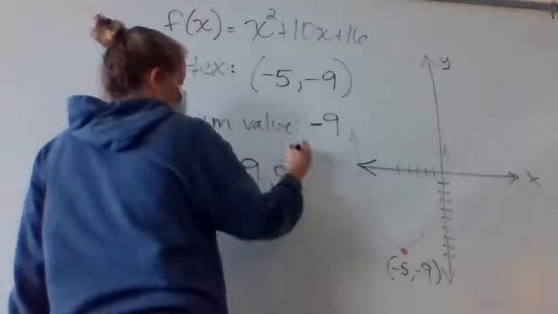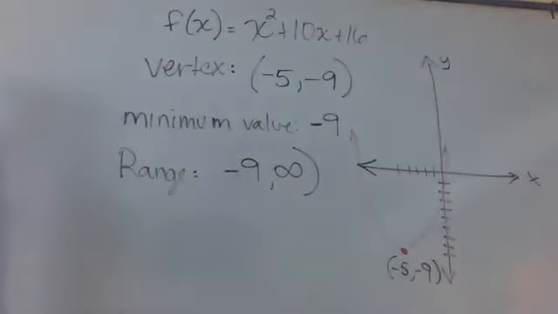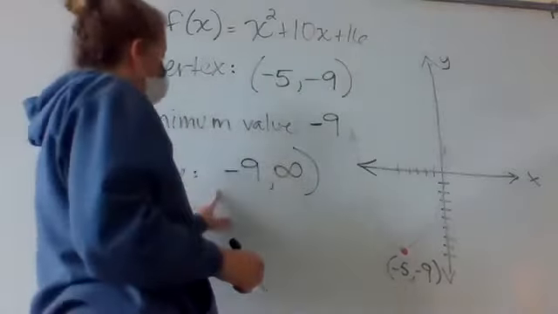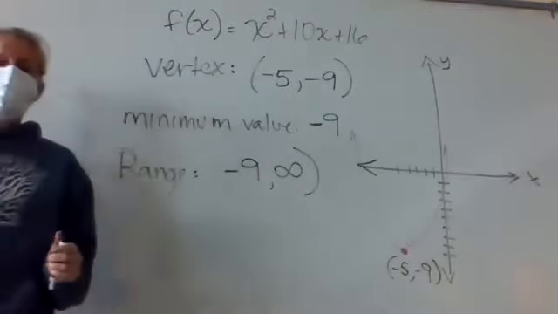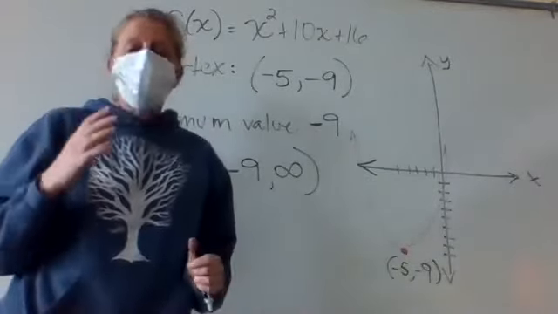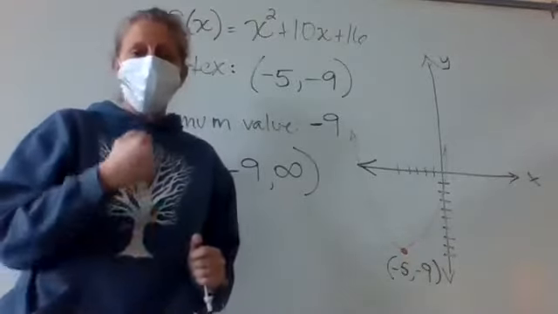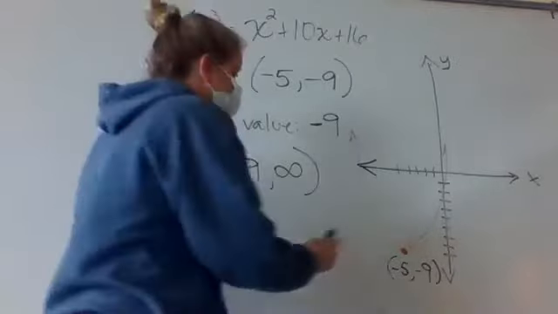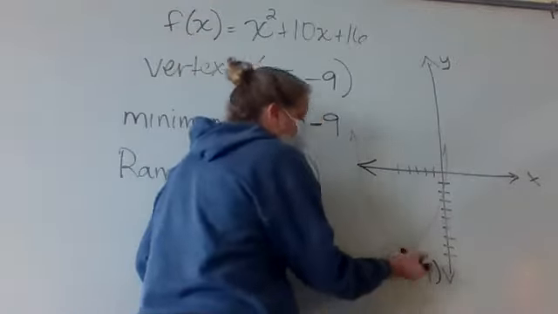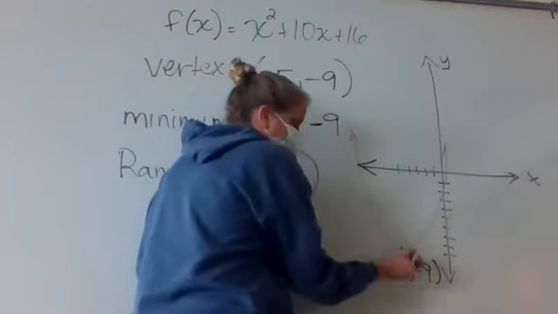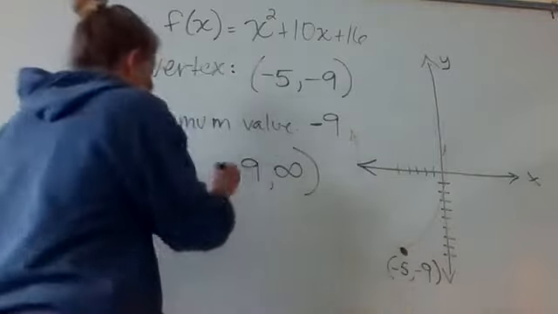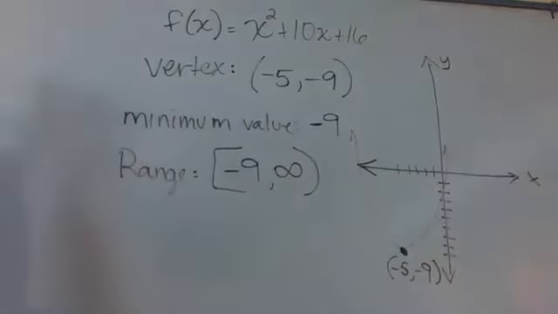Now, infinities always have parentheses. So that one's not hard to figure out. It's always got a parenthesis. So I want to decide whether or not my -9 needs a bracket around it or a parenthesis. Which means, do I want to include -9 in this statement or not? Is -9 part of the range? Well, yeah, it is. It's this point. It's the smallest number in the range, but it is part of it, which means that -9 has a bracket around it.